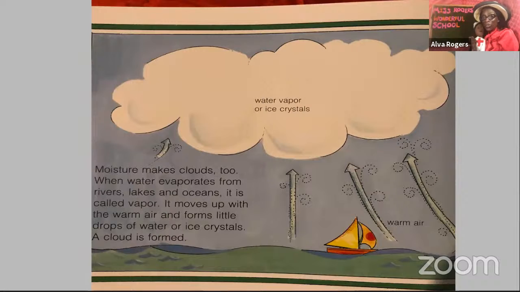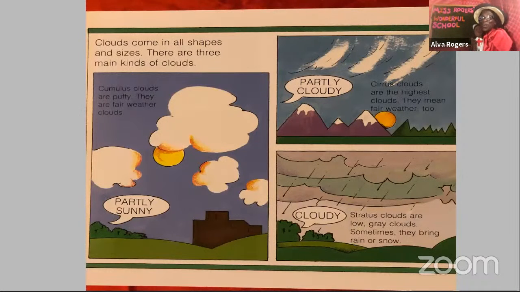Water vapor or ice crystals. Moisture makes clouds too. When water evaporates from rivers, lakes, and oceans, it is called vapor. It moves up with the warm air and forms little drops of water or ice crystals. A cloud is formed. I love clouds. Clouds come in all shapes and sizes. There are three main kinds of clouds.